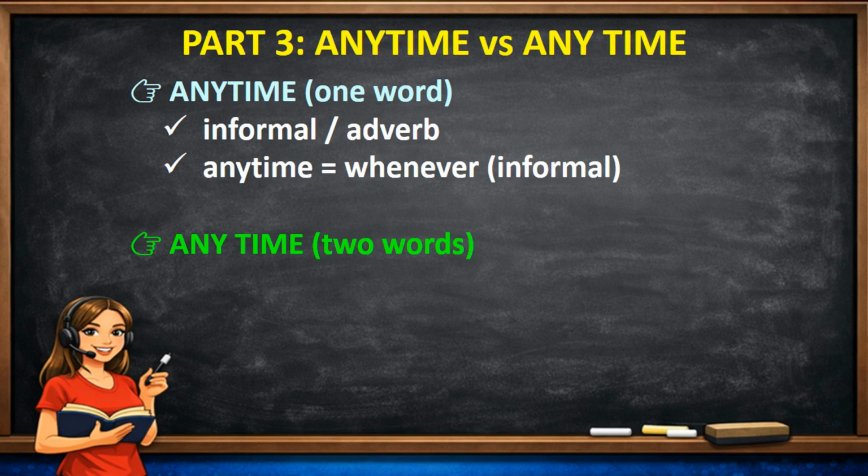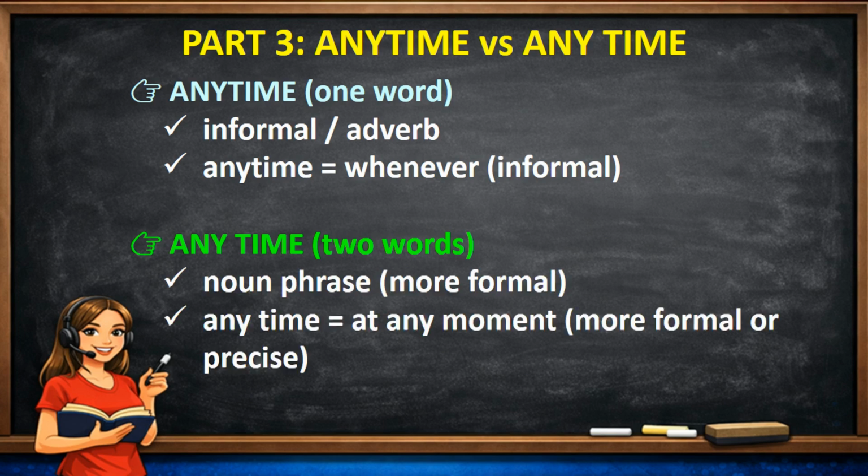While any time, written in two words, functions as a noun phrase, and this is more formal. In other words, any time means at any moment. It is more formal or precise.